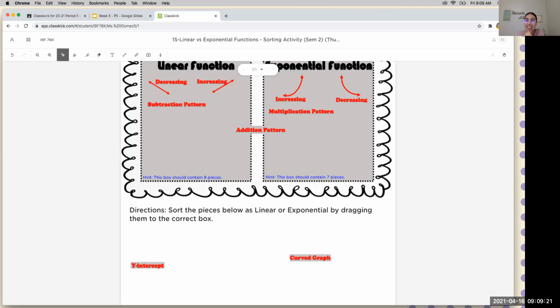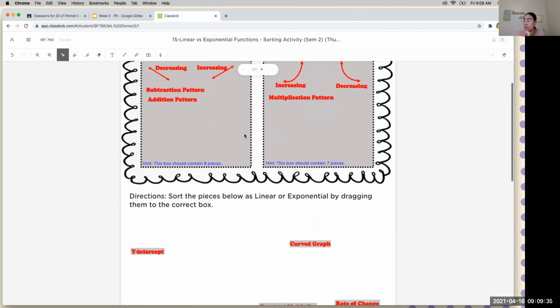Oh, okay. Somebody clicked on one emoji and then all of a sudden switched it. Yeah, very good. This is a thumbs up for linear. If you had the subtraction pattern on the linear side, the opposite of that is addition. Both of those two there are linear.